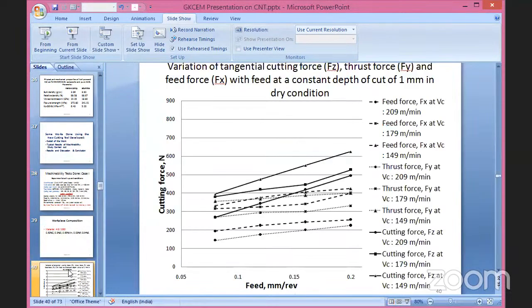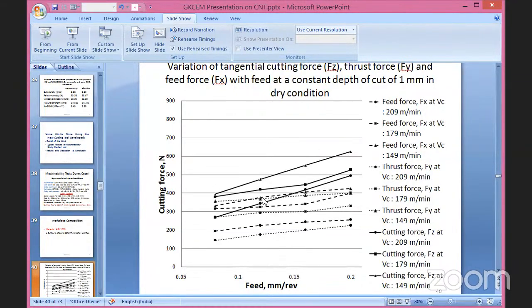And I can show here some typical cutting force results with feed. Here the ordinate axis is cutting force and abscissa is feed. And here 3 direction forces are plotted. One is your Fx, that is the feed force. One is Fy, that is the axial force, acting in the tool axis direction. And Fz is the tangential or main cutting force.